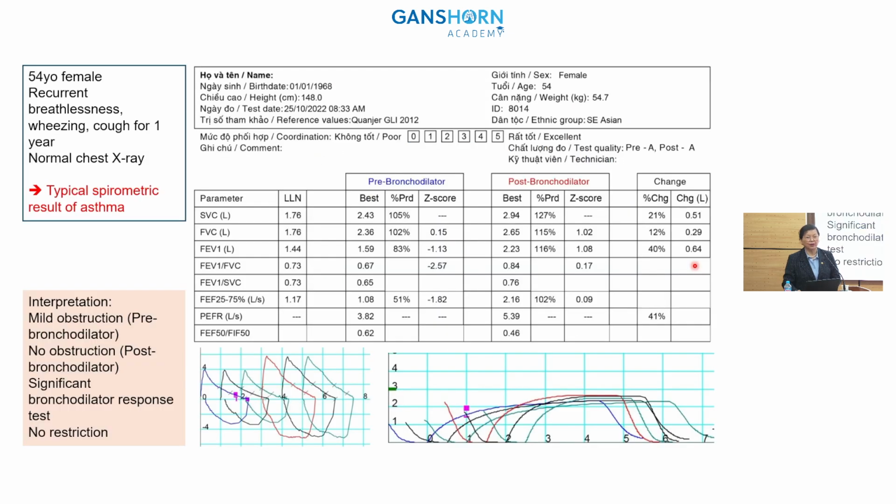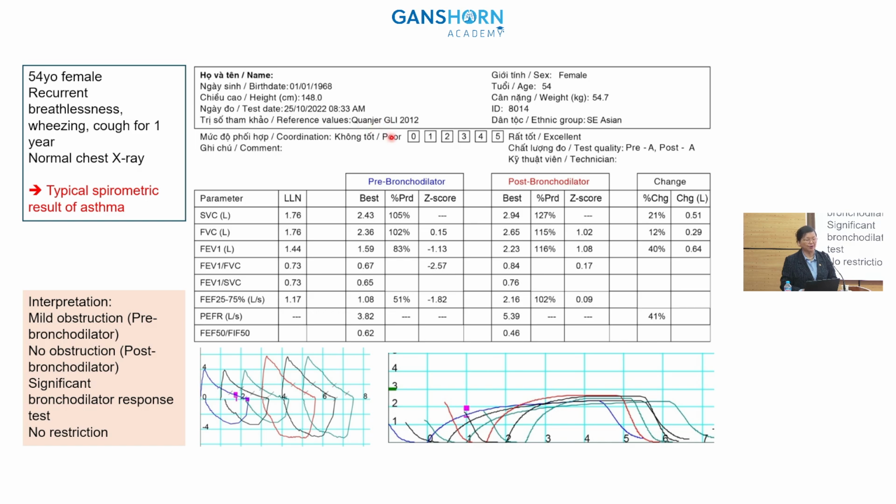So now we will have some cases. The first one is a 54-year-old female with recurrent breathlessness, wheezing, and cough for 1 year. The chest X-ray is normal, and we have the spirometric test for her. You see that it is the result that we take from our UMC, University Medical Center, and you see that we use the reference values of GLI.